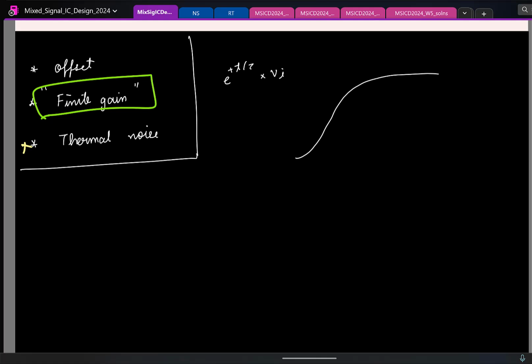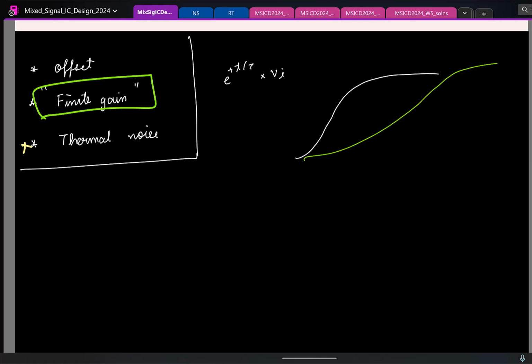Now the input becomes, do you think the time taken for comparison will be larger for larger inputs or for smaller inputs? The time taken for comparison, do you think it will be longer for smaller inputs or for larger inputs? Remember the output goes like this. If my Vi is also smaller, this will also be slower like this, right?